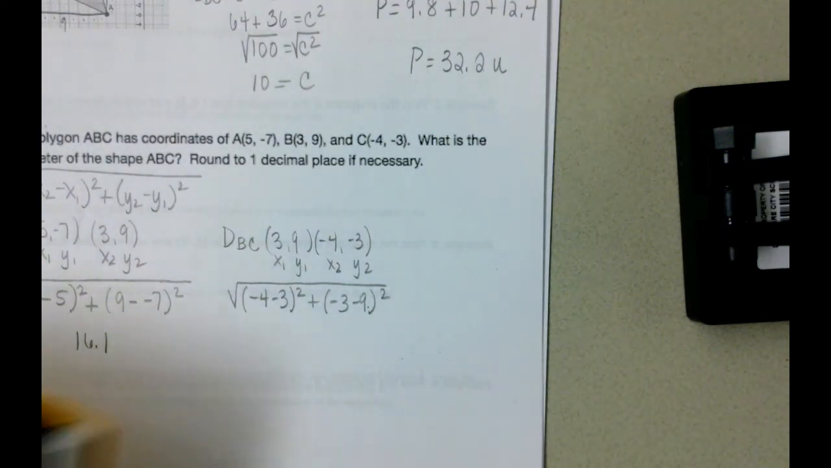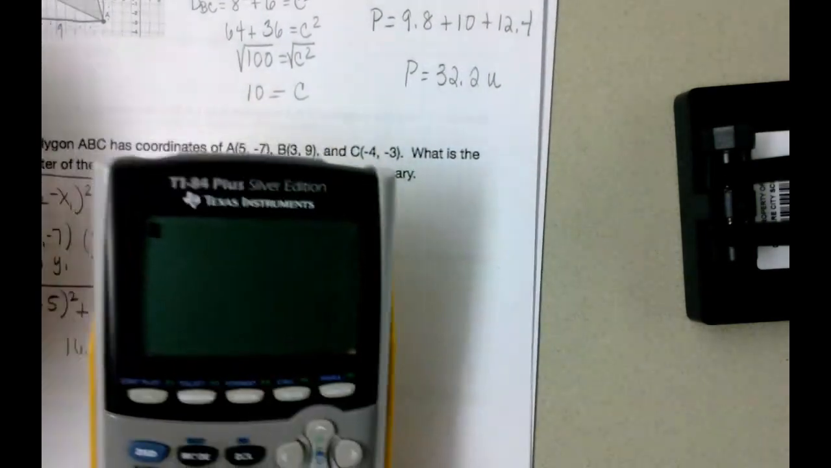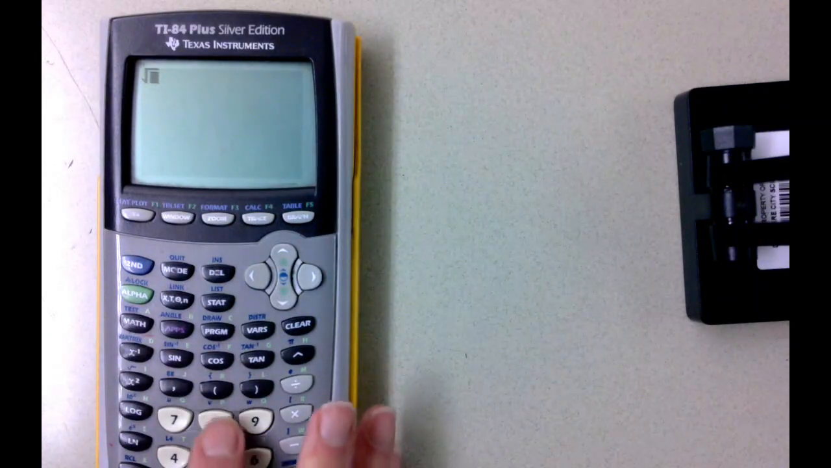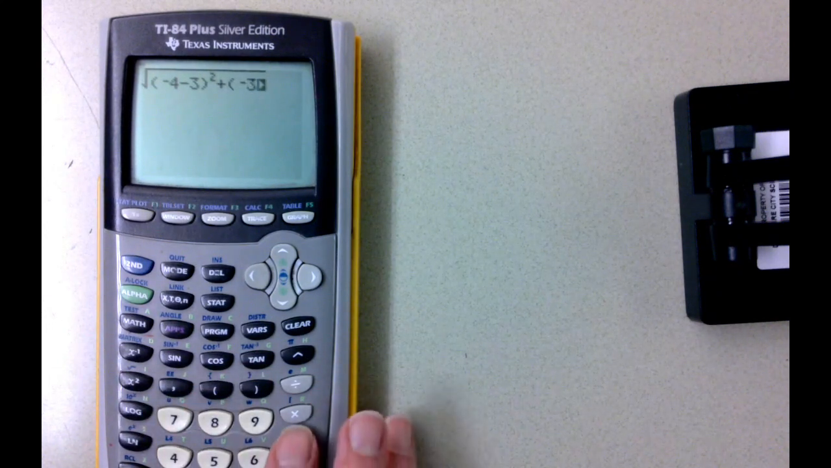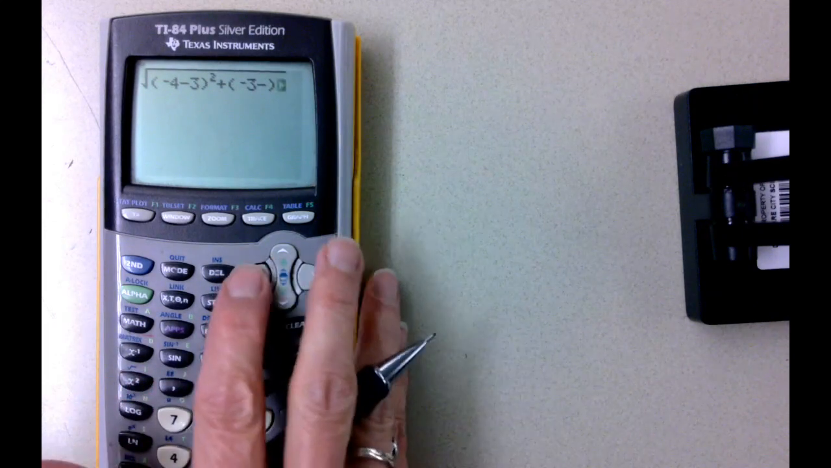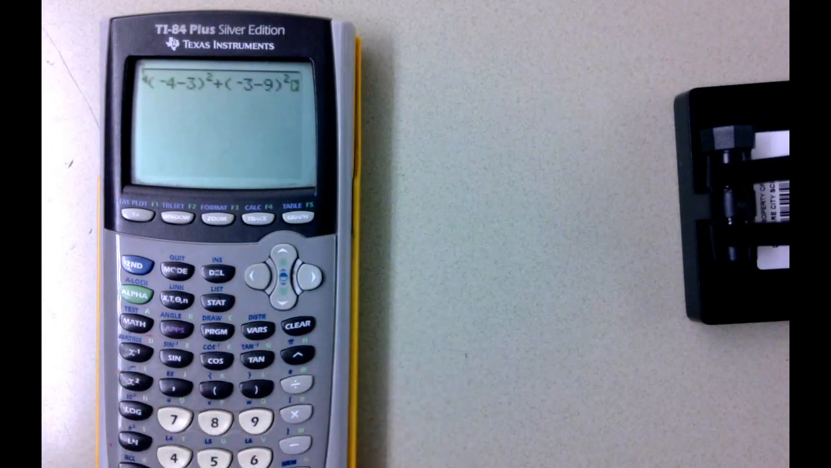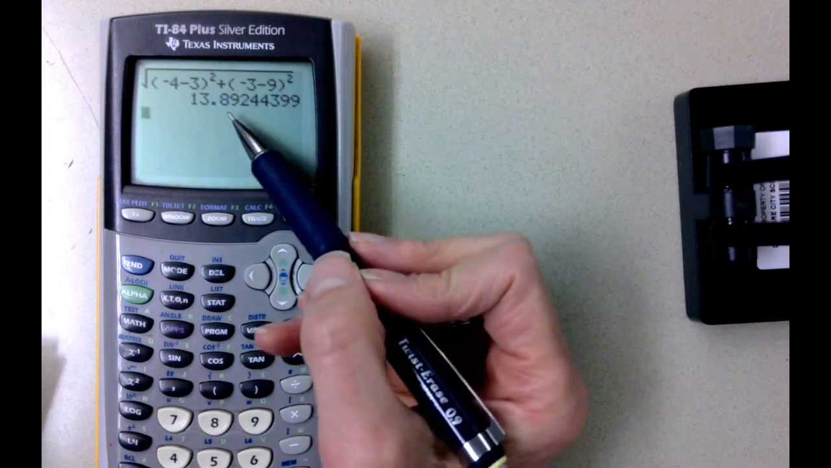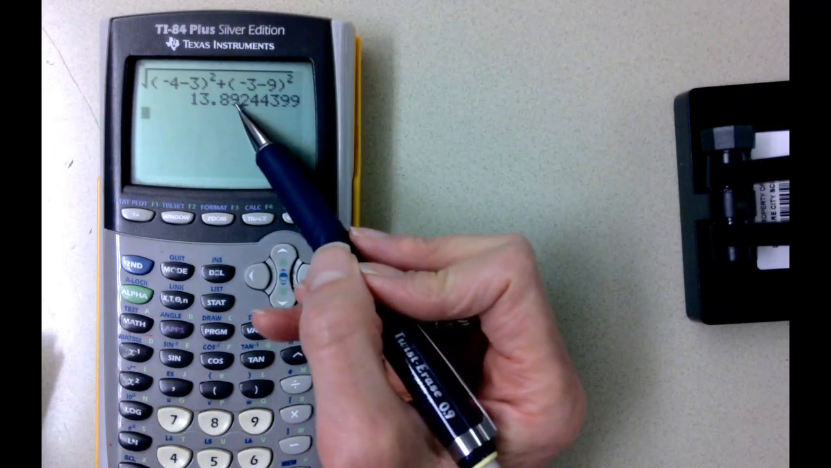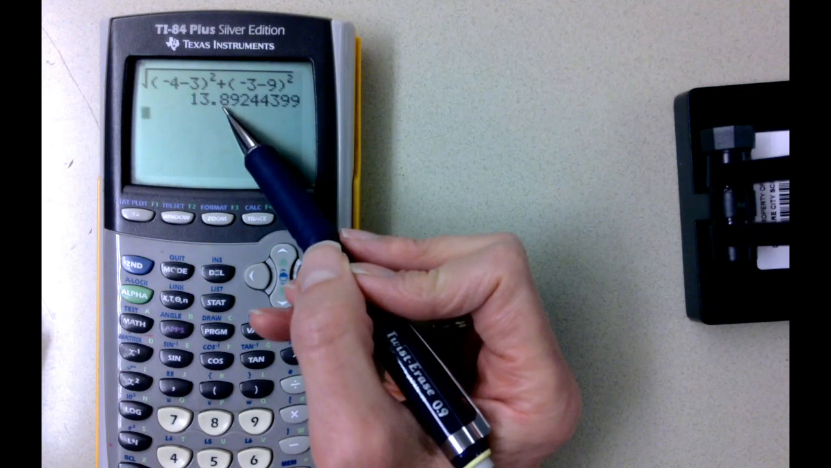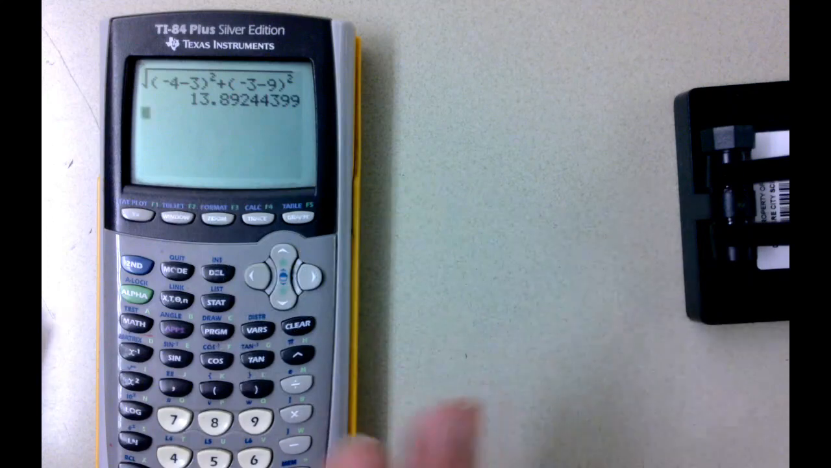And once again, we can type this into our calculator. So what we get is the square root, parentheses, -4 minus 3 squared plus -3 minus 9, gotta hit the 9, squared, and then when we press enter, we get 13.89. If we're rounding to 1 decimal place, we're looking at the 9 to determine what to do to the 8. Since 9 is 5 or higher, we're going to say that our distance here is going to be 13.9.